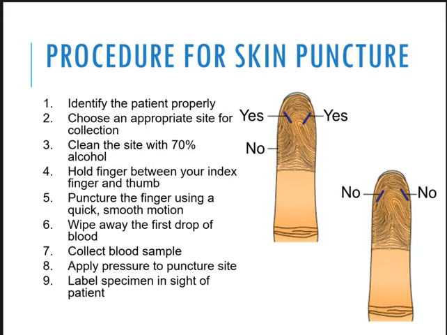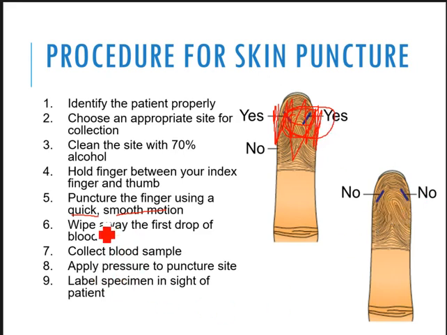So I hope you've watched the video that I have attached in the classroom. So this is the procedure, okay, step by step. Number one is to identify the patient properly. Choose an appropriate site for collection, and then after picking your third or fourth finger, clean it with 70% alcohol. Okay, it doesn't matter if concentric circles, basta use friction when cleaning the area. Now hold finger between your index finger and thumb. Puncture the finger using a quick, smooth motion. Okay? Diri na area, dili ka ni.